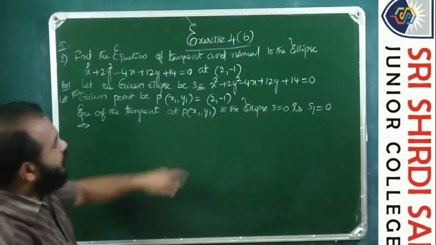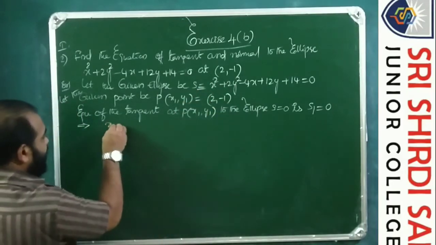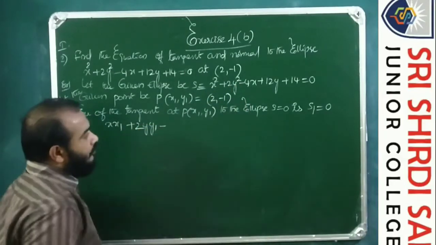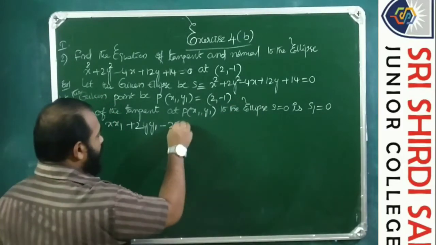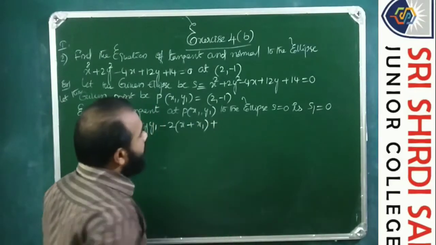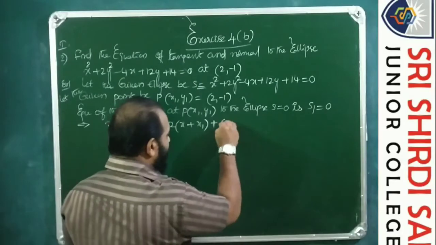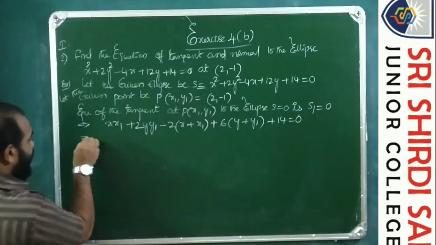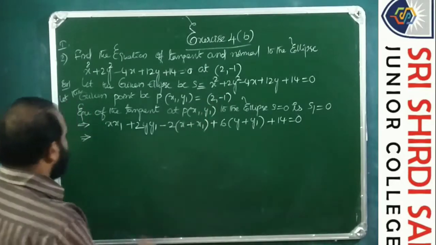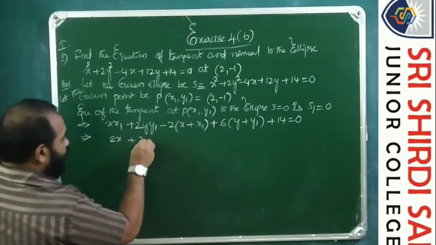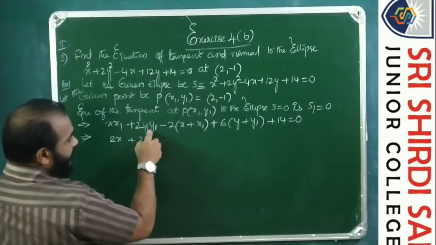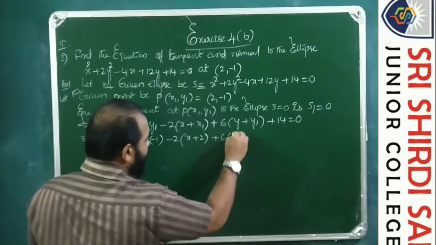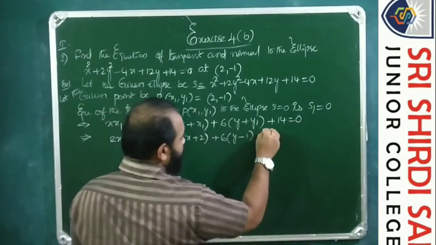So the notation of S1 for this ellipse is x x1 plus 2 into y y1 minus the coefficient of x, which is 4, half of it, so 2 into (x plus x1), plus the coefficient of y, which is 12 by 2, which is 6, into (y plus y1), plus 14 equals 0. With (x1, y1) being (2, -1): x into 2, 2x, plus 2 into y into y1, which is minus 1, minus 2 into (x plus 2), plus 6 into (y plus y1, which is minus 1), plus 14 equals 0.